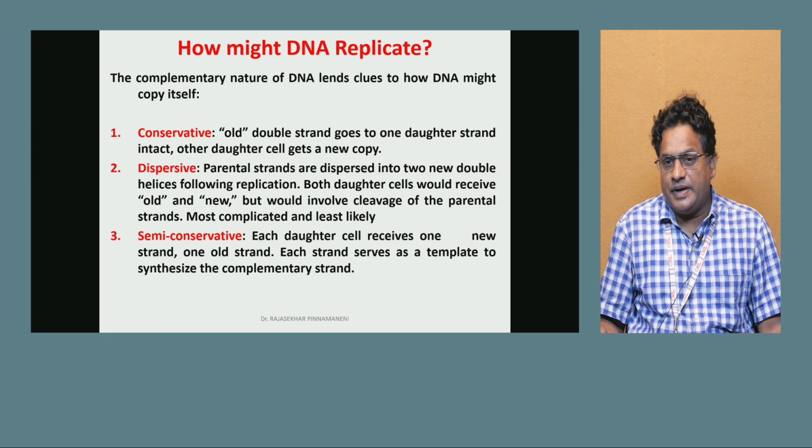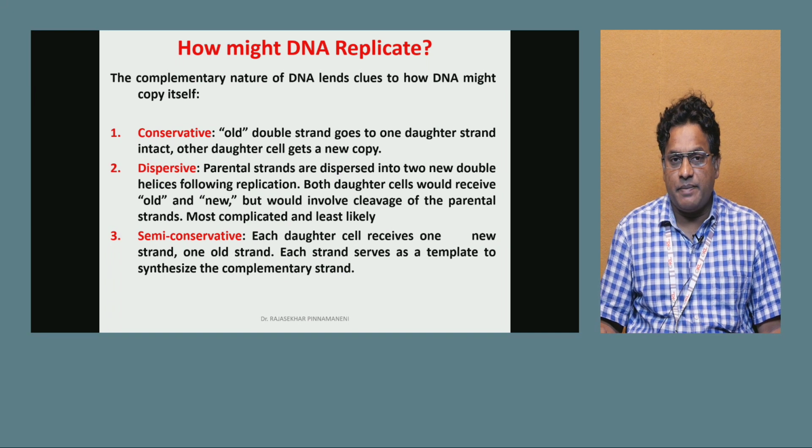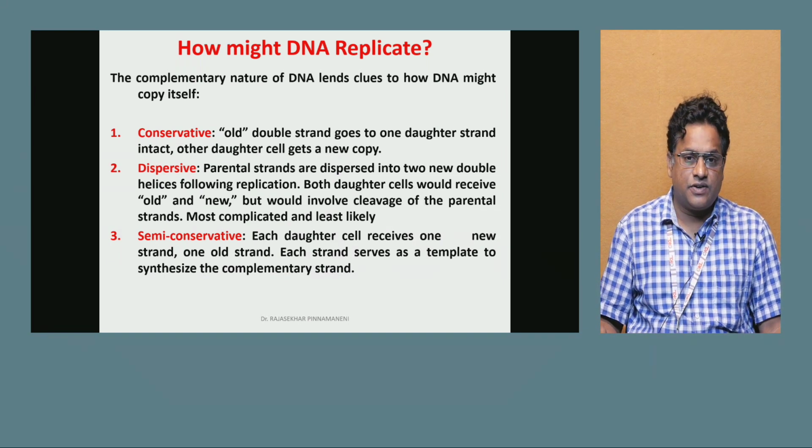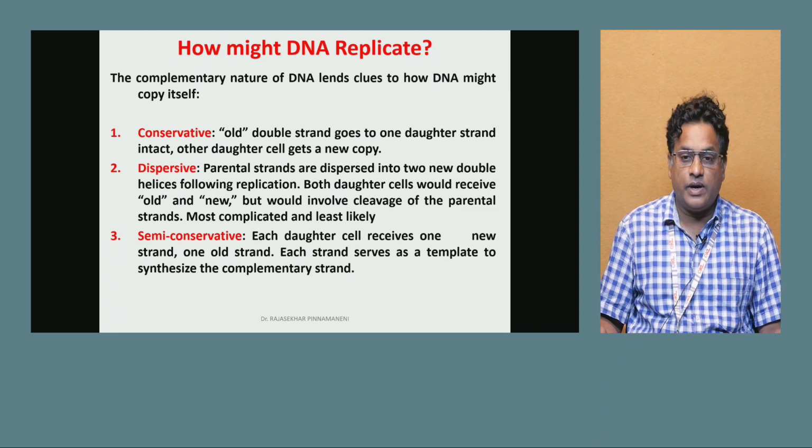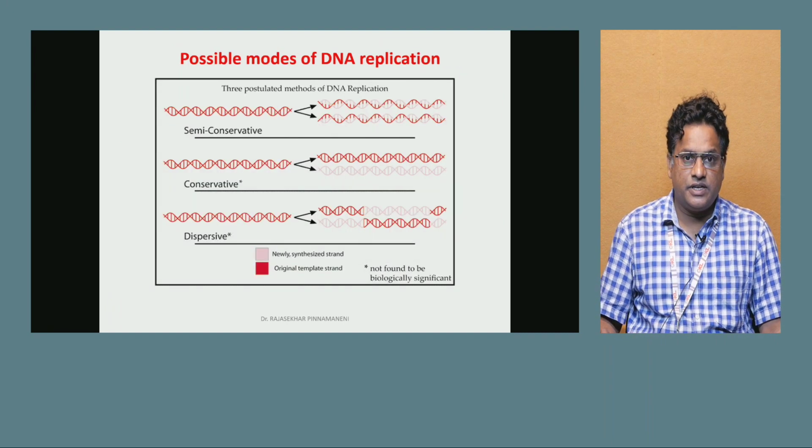Another method was the semi-conservative nature, which says that each daughter cell receives one new strand and one old strand. So each strand serves as a template to synthesize a complementary strand. So how is it possible?